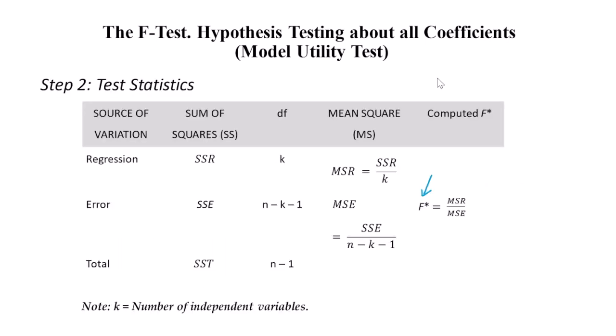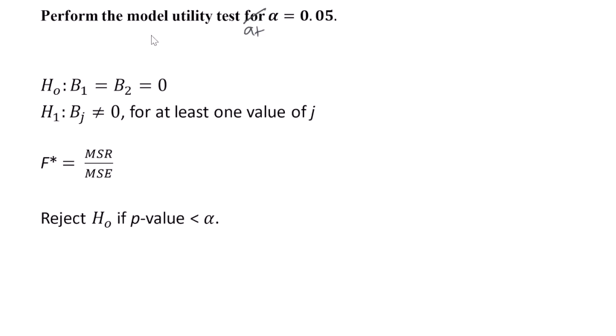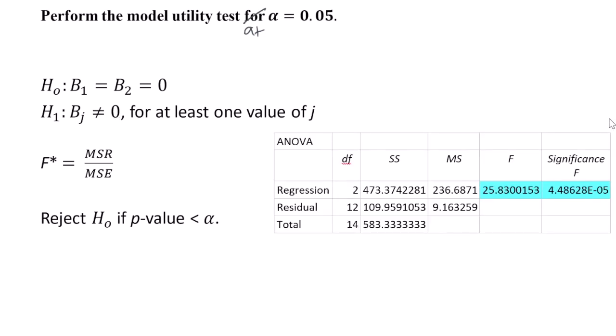And if you still remember, we already have our ANOVA table from our analysis in Microsoft Excel. So to answer this question, perform the model utility test at alpha equal to 0.05. We would start with the null and alternative hypotheses. The null hypothesis is B1 equals B2 equals 0, because we only have two independent variables. And the alternative is a constant: at least one of our independent variable coefficients is not equal to 0. This is copied from our results from Microsoft Excel.